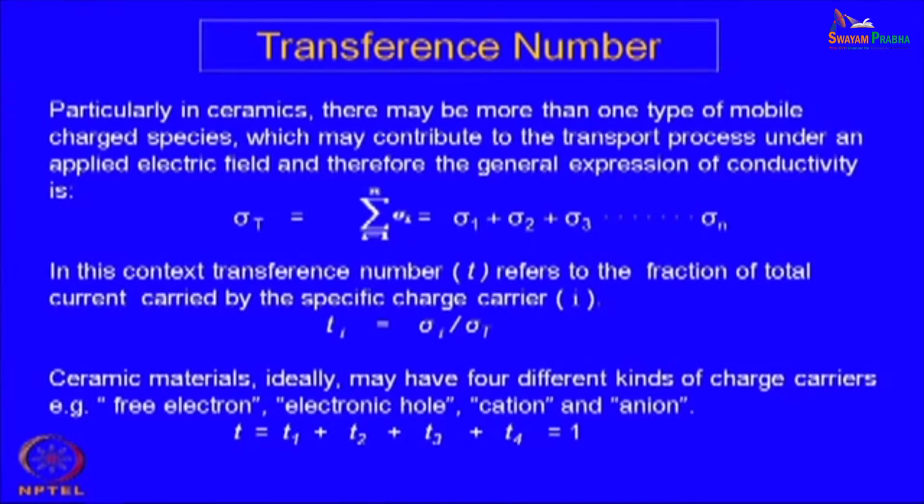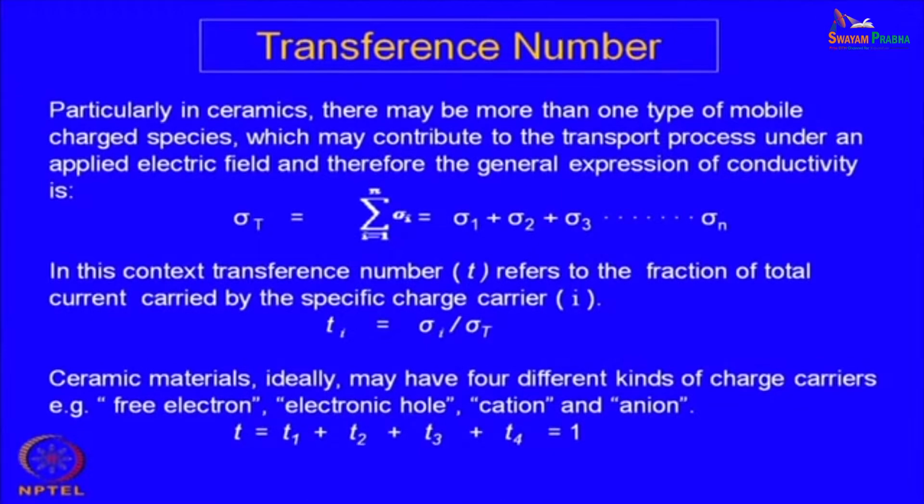So, the general expression of sigma T, where T stands for total, the overall conductivity, is actually the summation of different conductivities arising from different species. The ith species, i varies from 1 to n. So, it becomes sigma 1 plus sigma 2 plus sigma 3 up to sigma n.